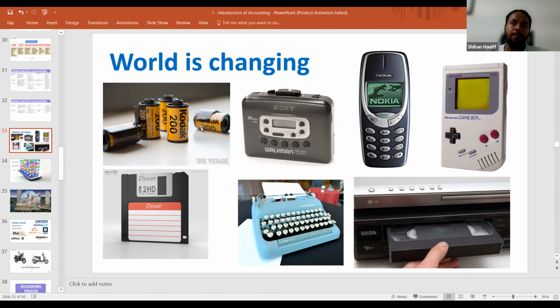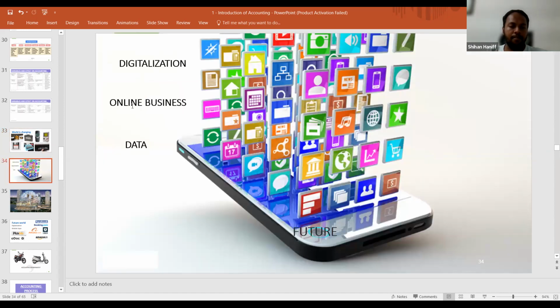So people prefer a mobile phone. So they might have to change their technology and they might have to come to a mobile friendly camera. Okay, so likewise, everything is digitalizing. So these are some current trends: digitalization, online businesses, data.